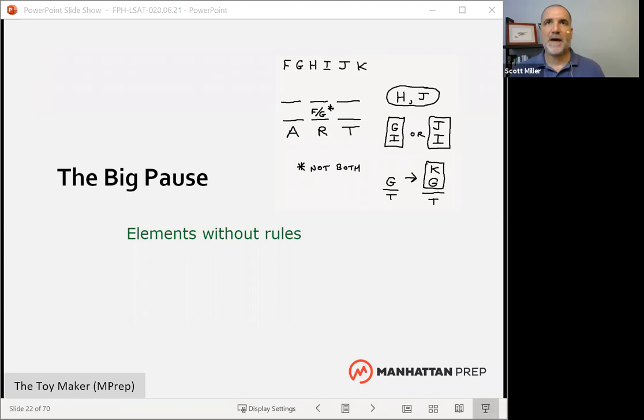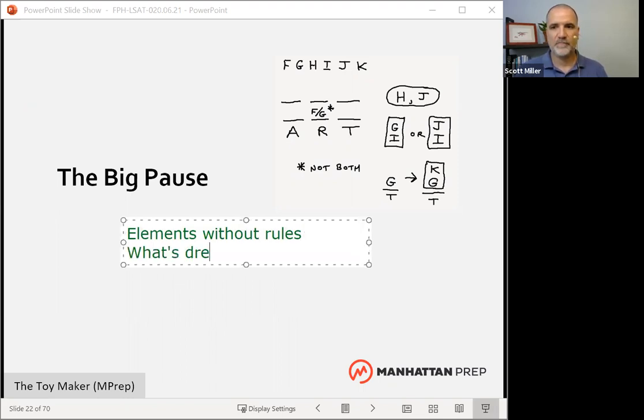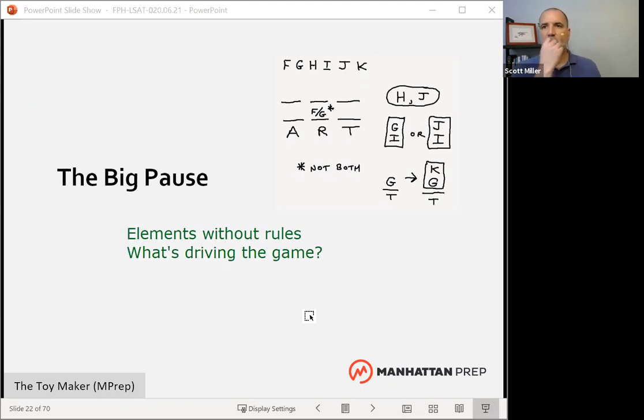The other thing we want to think about is what's driving the game. So what do you think is really important in this game? What do we need to pay attention to? Anybody have any ideas about what's going to be really important in this game? Sometimes it's worth thinking about what's most restricted in the game.